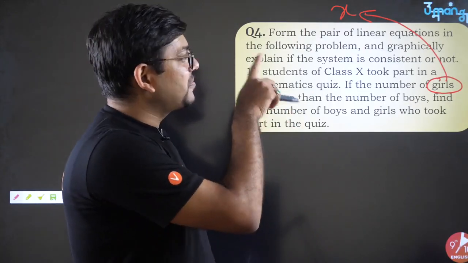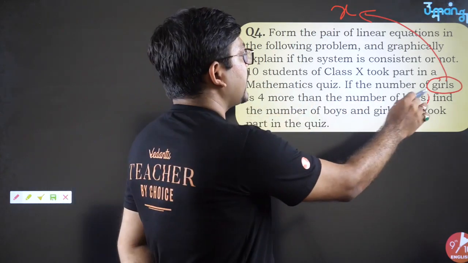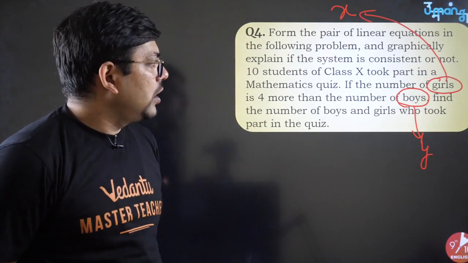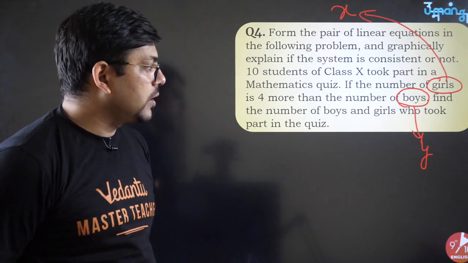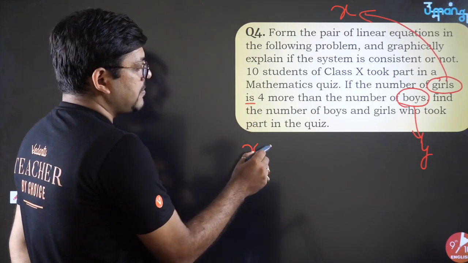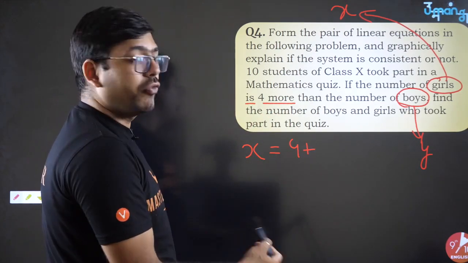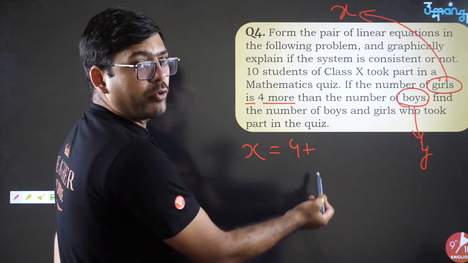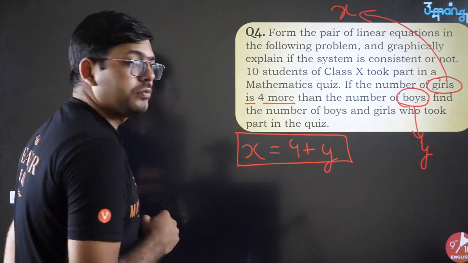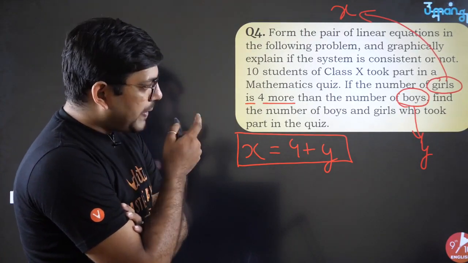So the number of girls, which we assume, is X. The number of boys, which we can assume, is Y. So if we have assumed X and Y, can we write an equation based on that? Yes, if the number of girls is X, it is equal to 4 more than the number of boys Y, so X = 4 + Y. We got the first equation. Fine. Find the number of boys and girls who took part in the quiz.